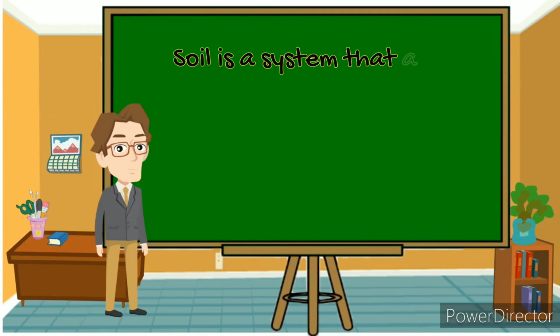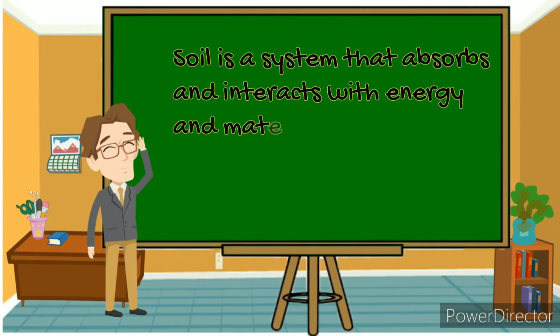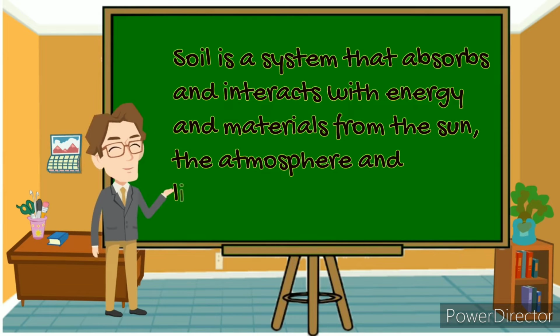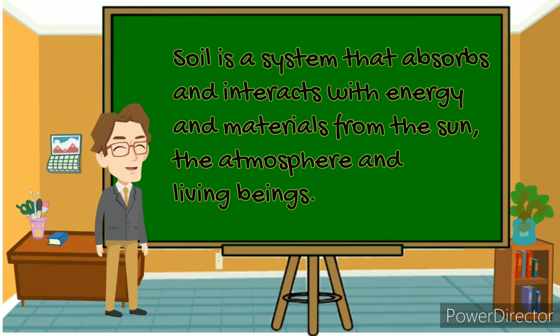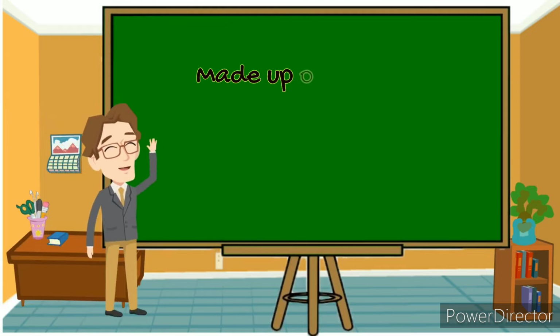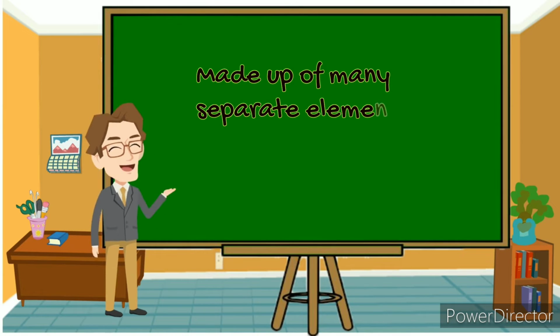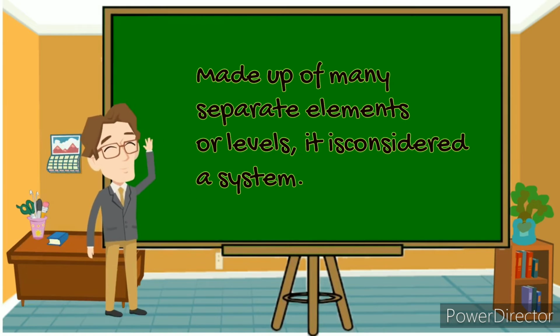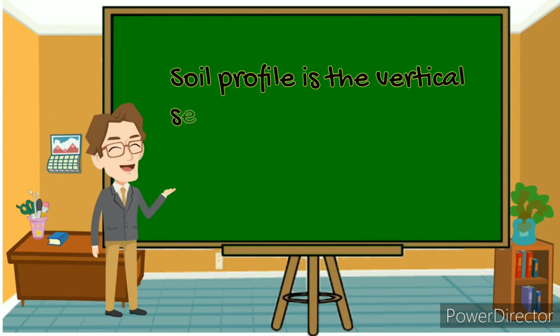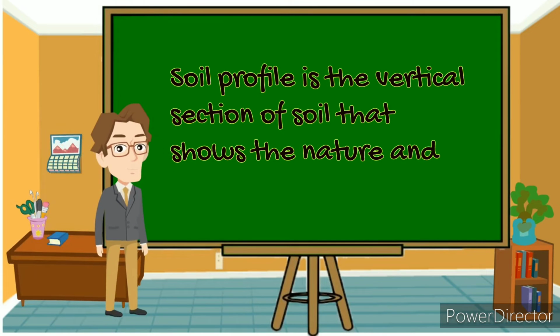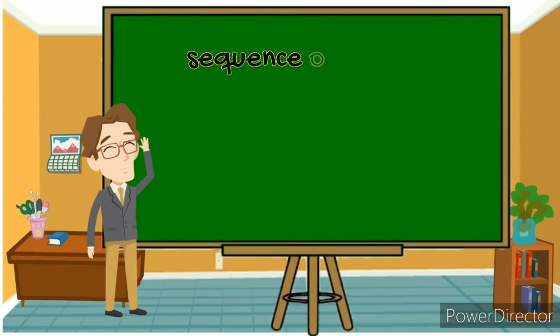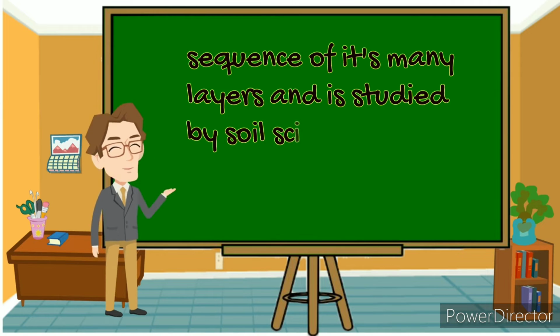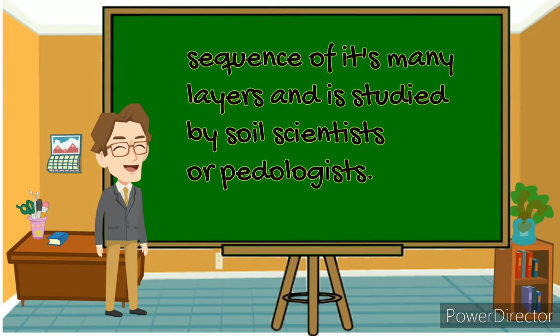Soil is a system that absorbs and interacts with energy and materials from the sun, the atmosphere, and living beings. Because it is made up of many separate elements or levels, it is considered a system. Each layer has a distinct function to fulfill. Soil profile is the vertical section of soil that shows the nature and sequence of its many layers and is studied by soil scientists or pedologists.